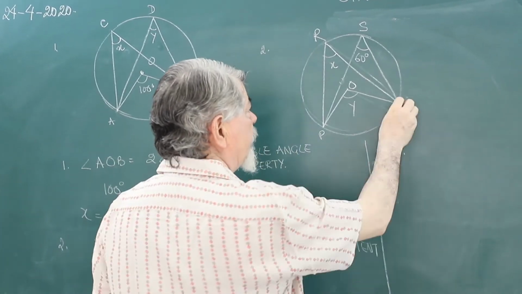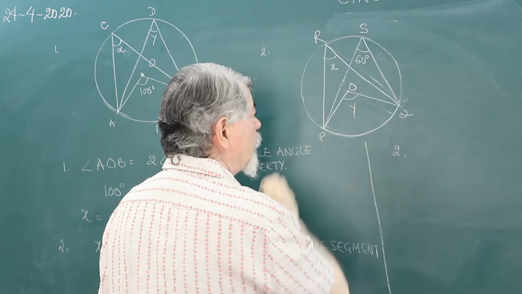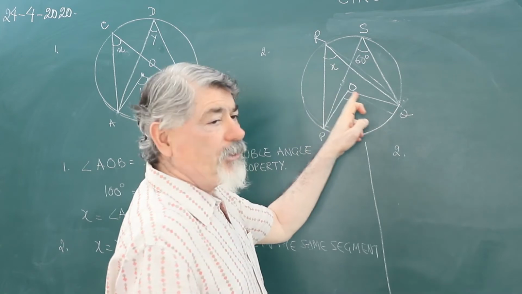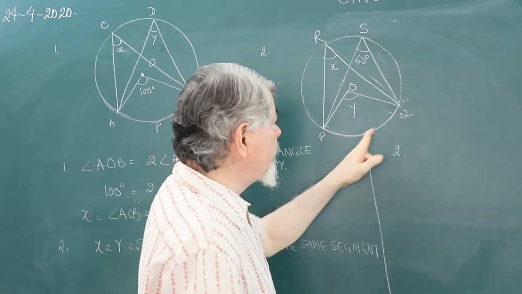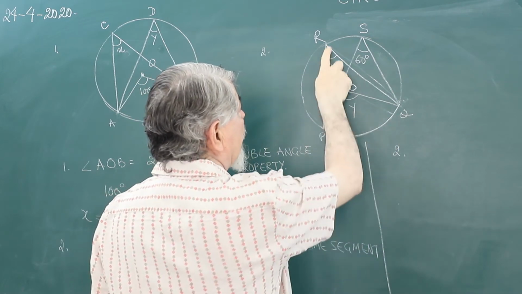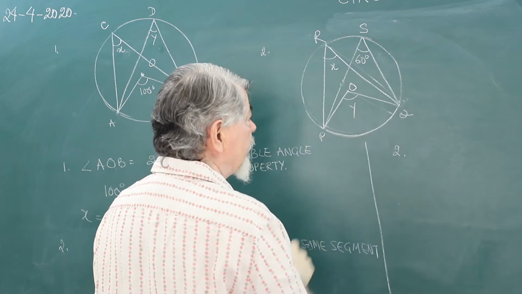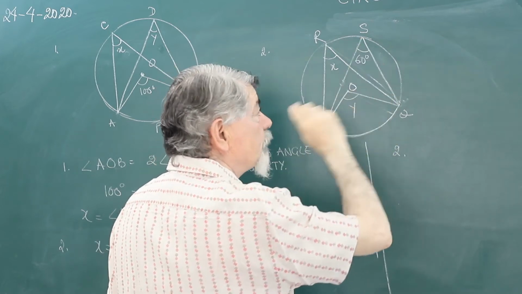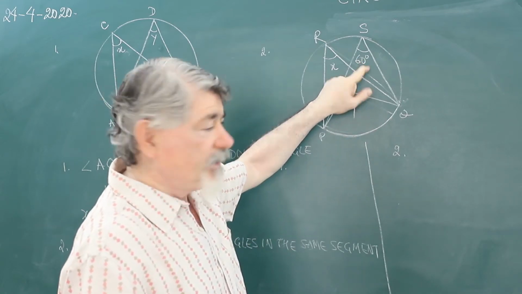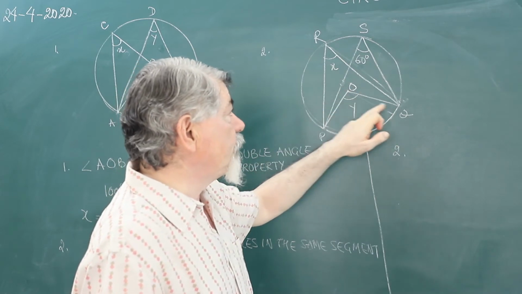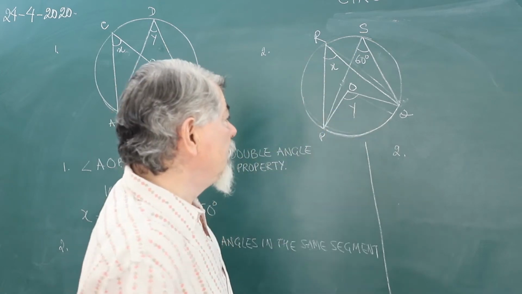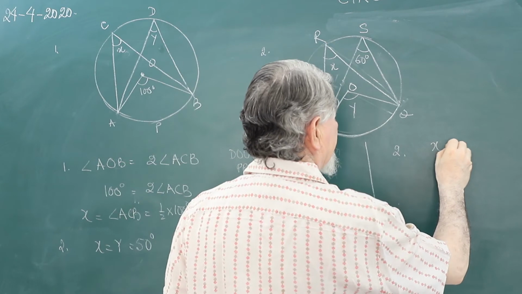In question number 2, we have a circle with center O. The arc PQ is subtending an angle POQ at the center, and the same arc PQ is subtending angle PRQ at the circumference and also PSQ at the circumference. I know the value of angle PSQ. It is given to be 60 degree. So we have to calculate first of all POQ. We can calculate first X or first Y, it doesn't matter. I can say X is equal to 60 degree.